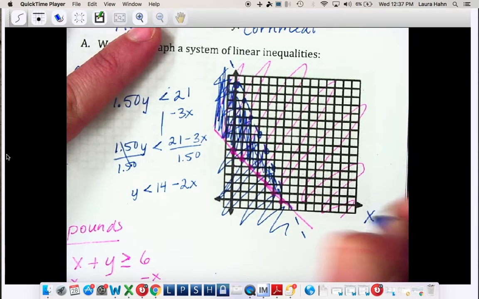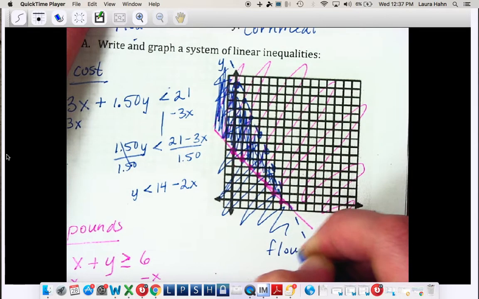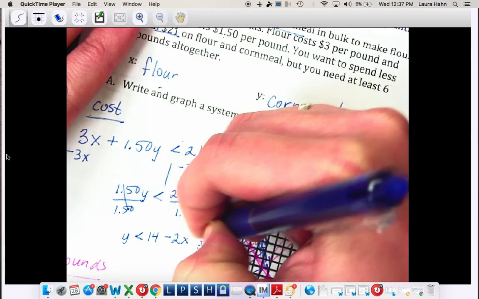I should have done this at the beginning, but for x and y, I know my x is flour, so this is talking about flour, and I know my y is talking about cornmeal.